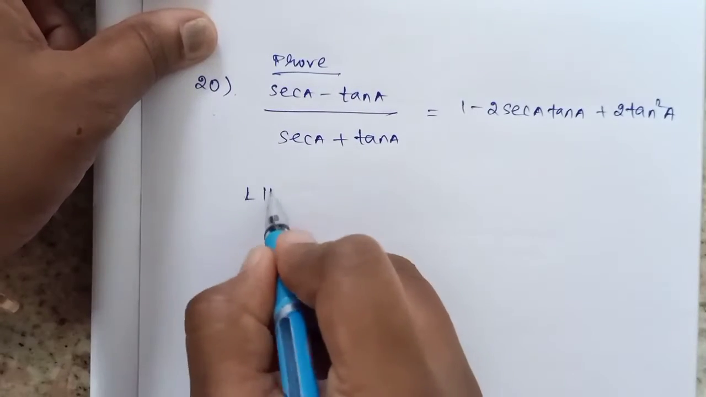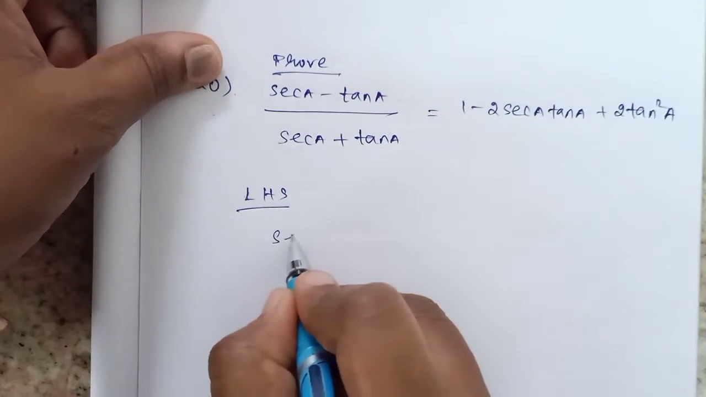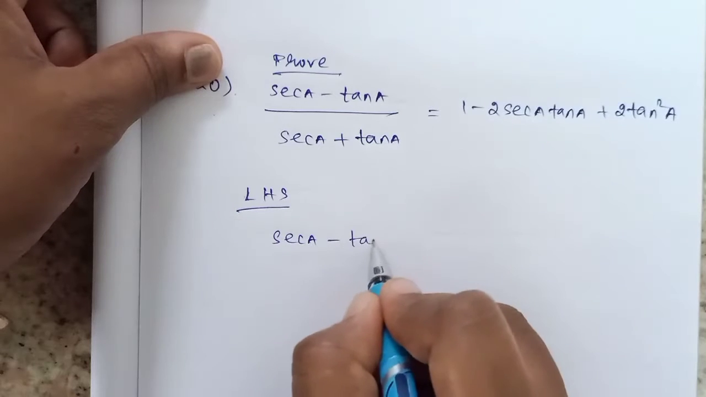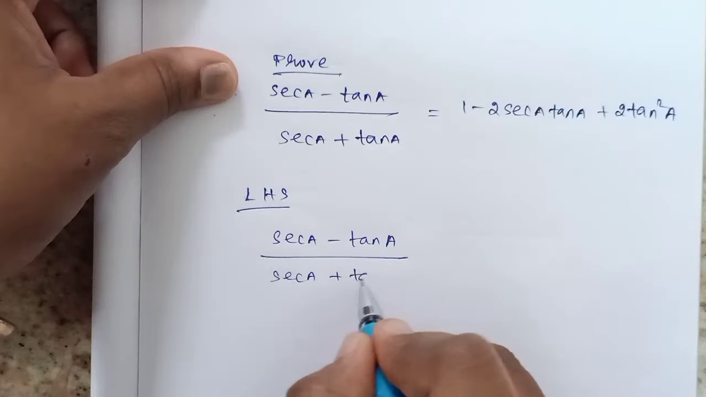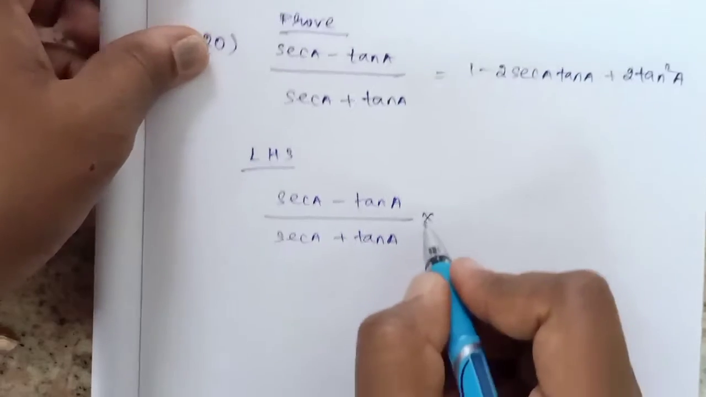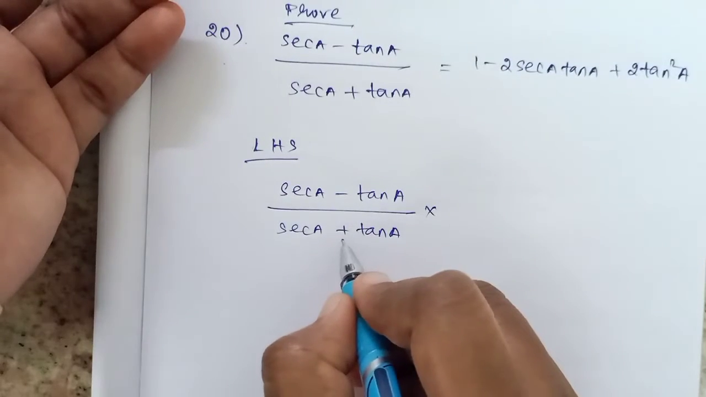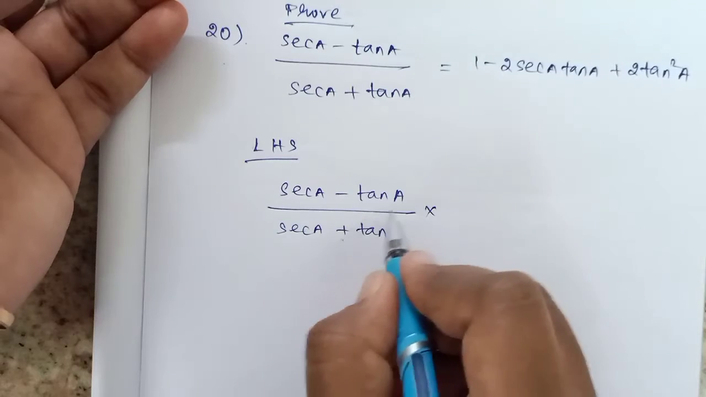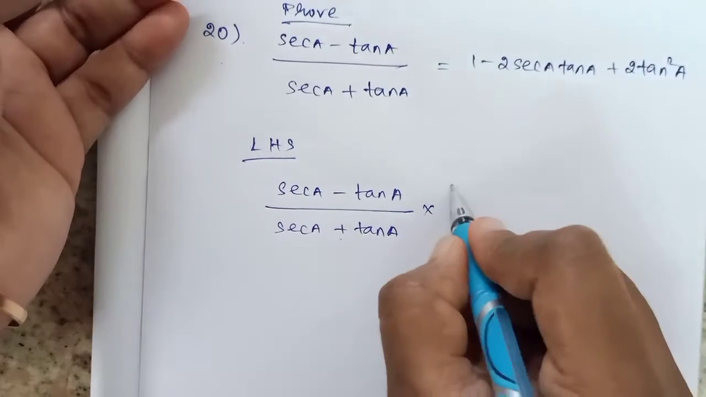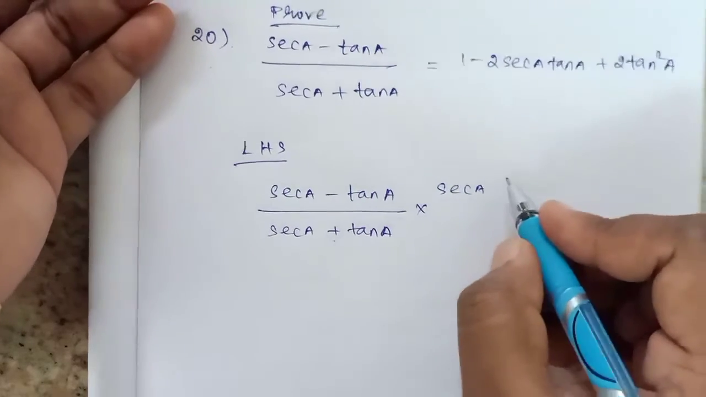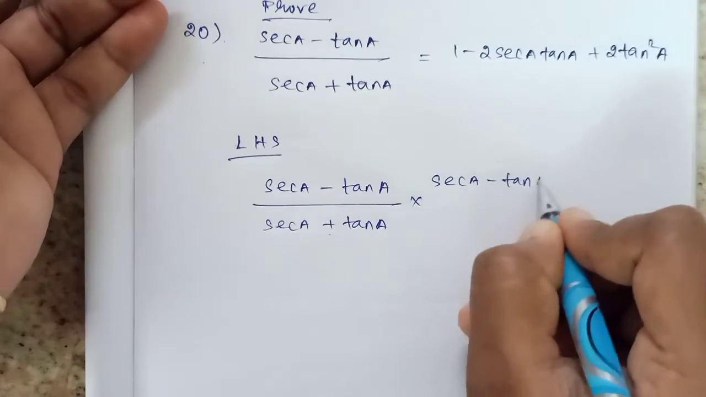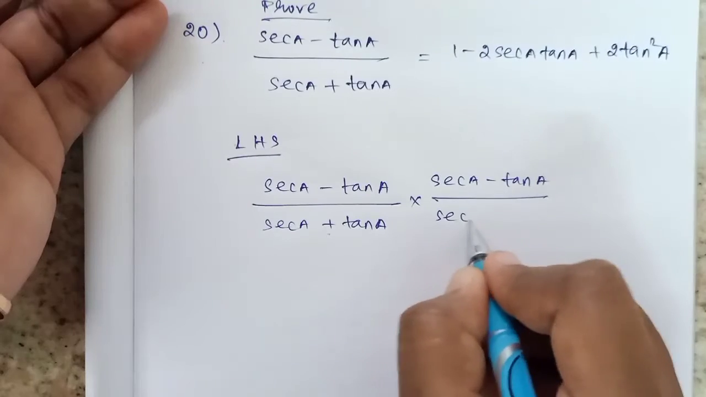Next, the 20th sum. We can take LHS. LHS is nothing but secant A minus tan A by secant A plus tan A. We can multiply numerator and denominator by this conjugate. The conjugate here: since it is plus, we multiply with the minus term, so that we can get the a plus b into a minus b formula. So secant A minus tan A by secant A minus tan A.